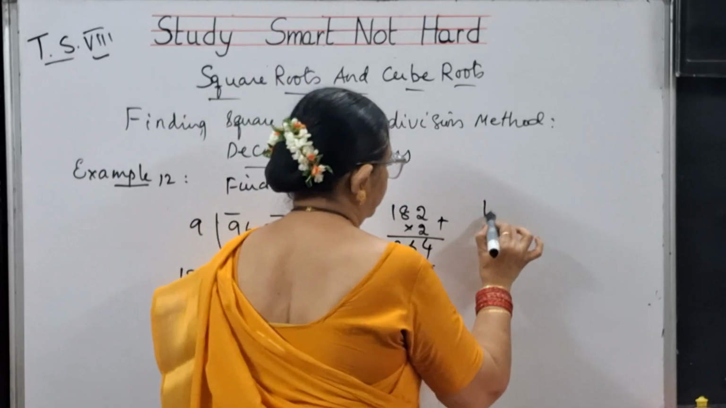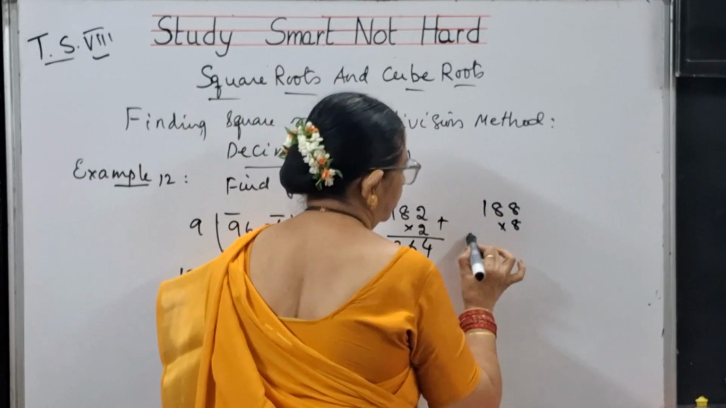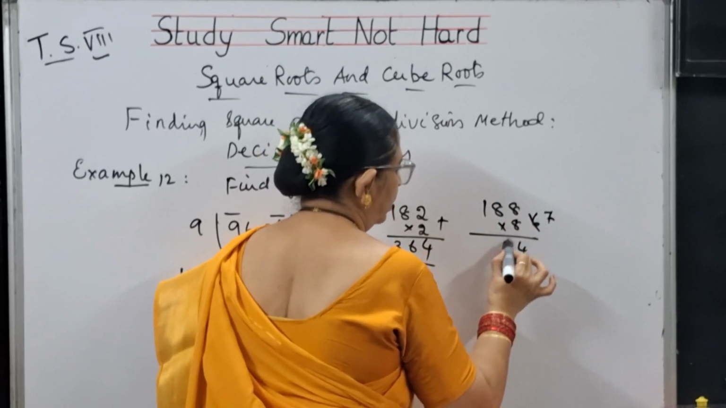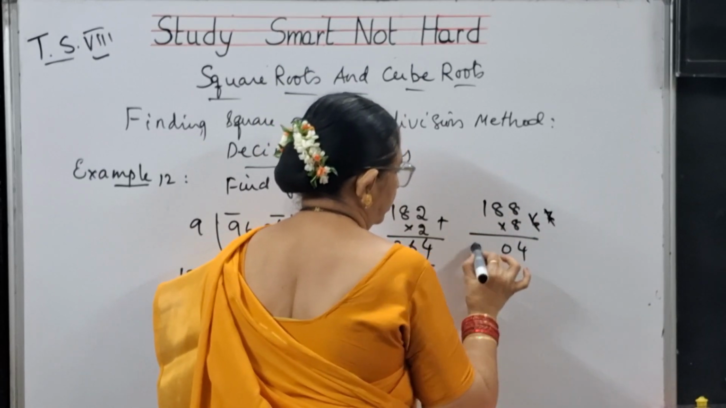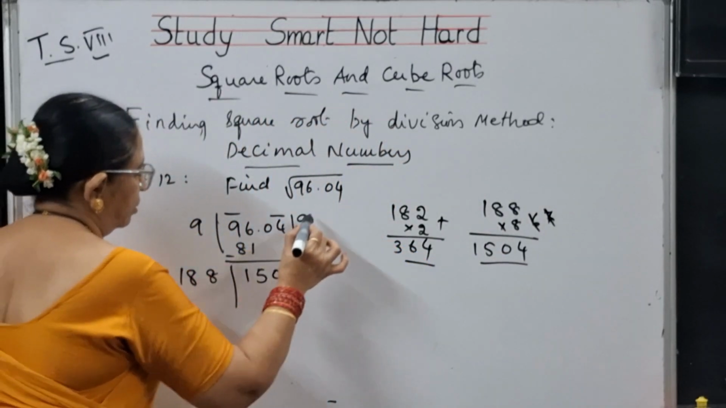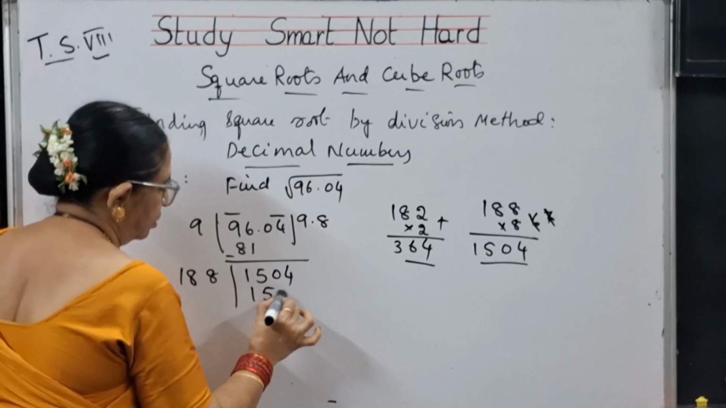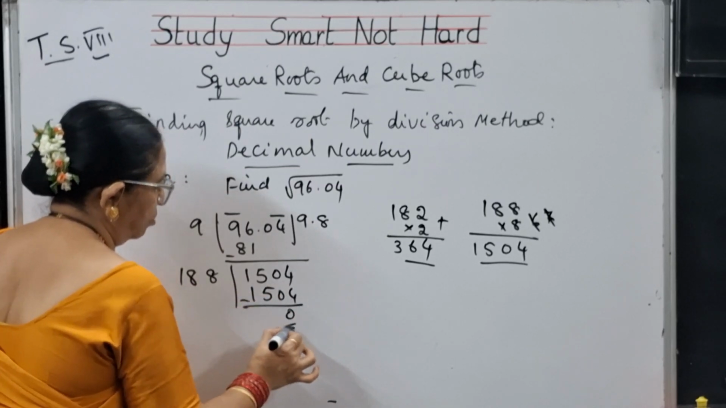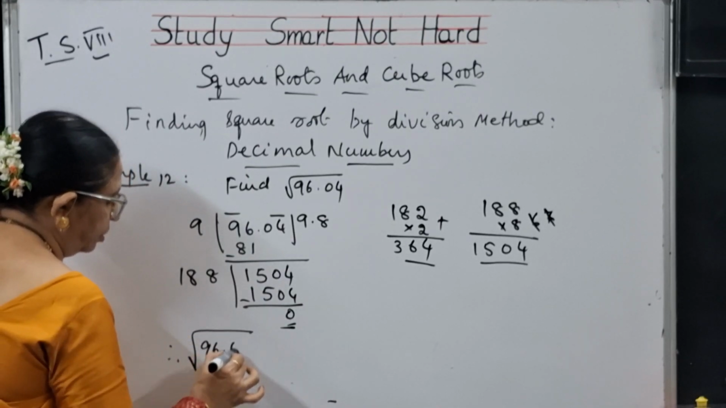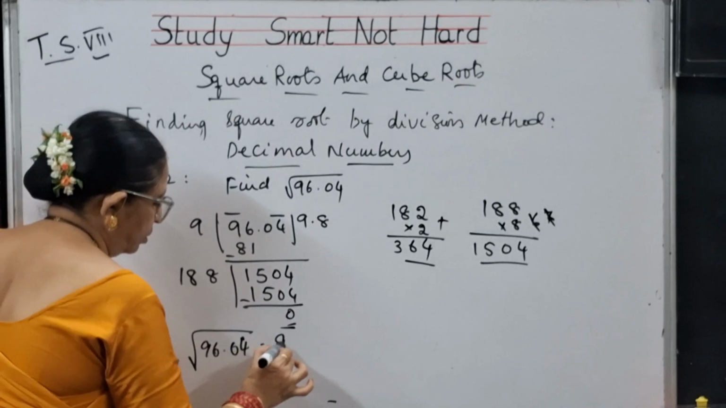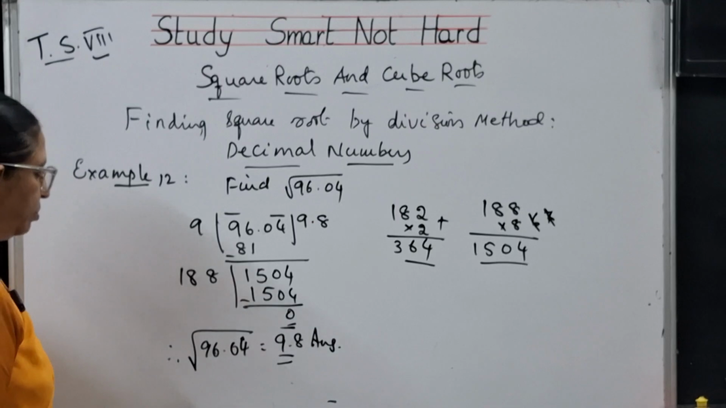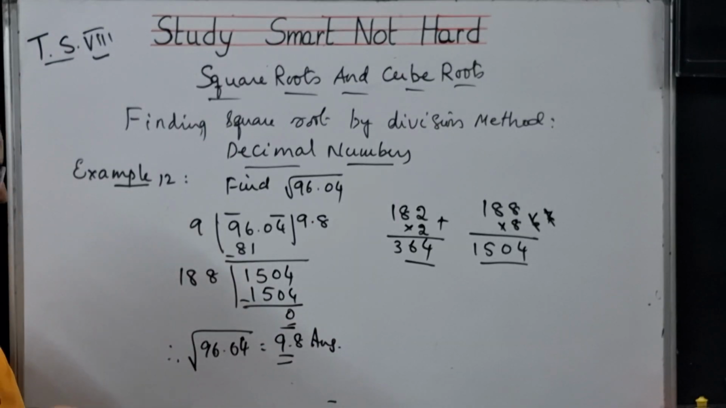Now we go with the 8. 188 into 8. 8 eights are 64, 8 eights are 64, 6, 70, 8 ones are 8, 15. 1504. So the same number you have got. So 8s are 1504. So remainder is 0. Therefore, what you are getting? Root of 96.04 is equal to 9.8 is the answer for this problem, children. Please note it down. This is example 12.